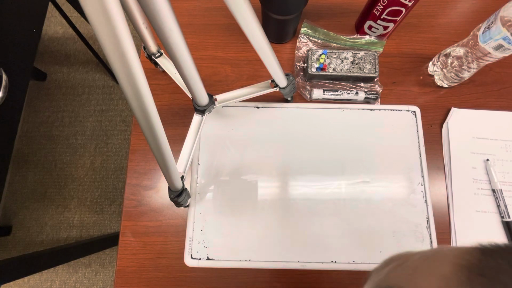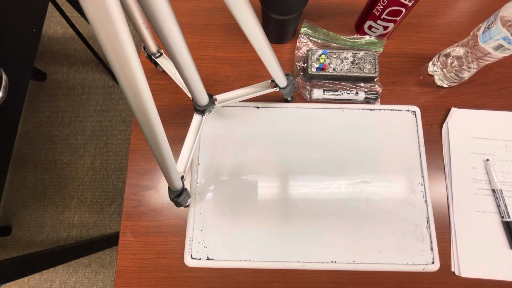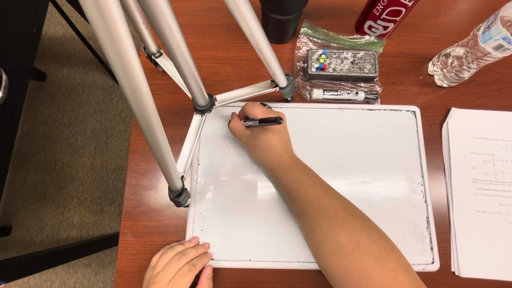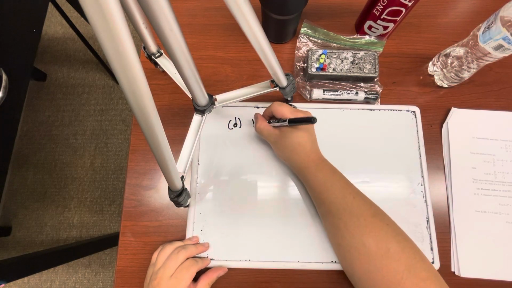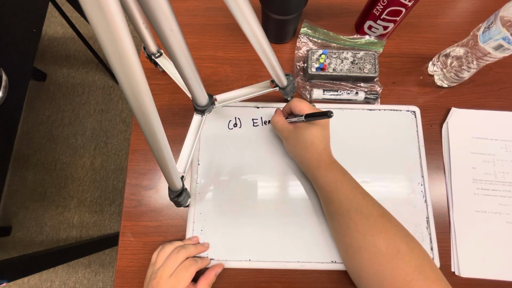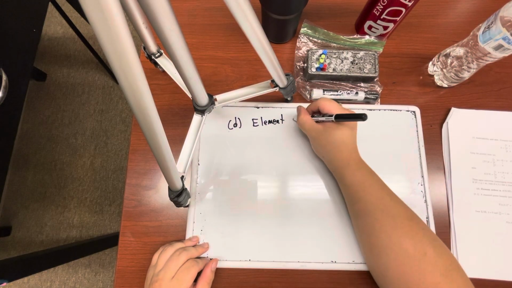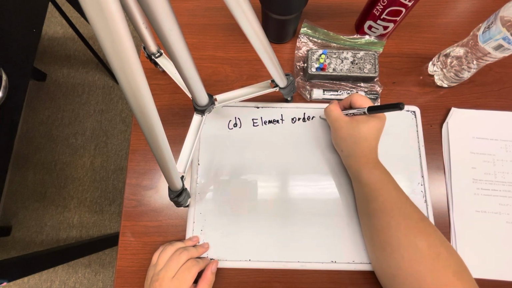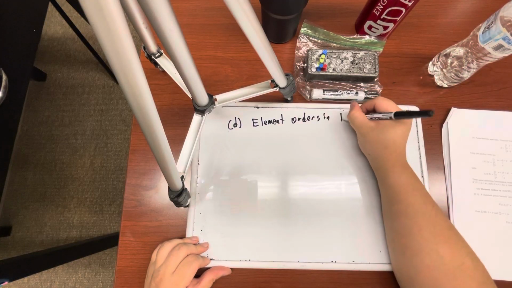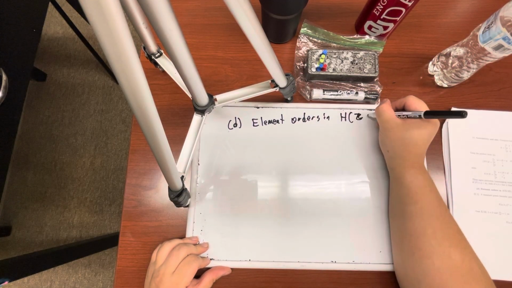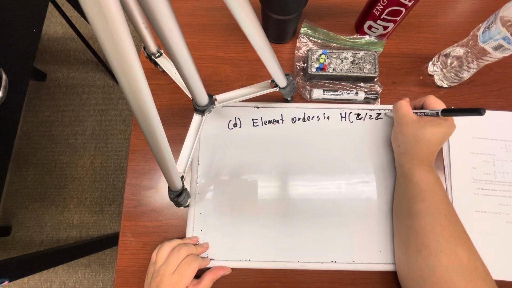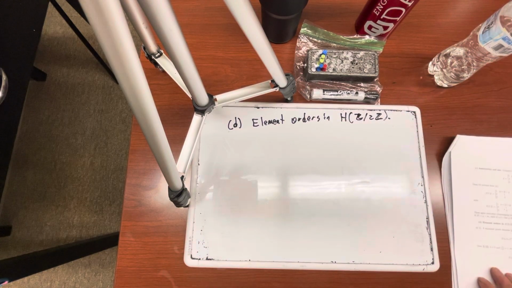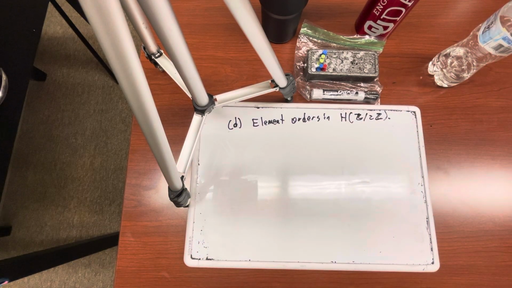All right, let's continue with the rest of the problems in 1.4. So we were on part D, which looks at element orders in H over the integers mod 2. Let's take a look back at what it said specifically.